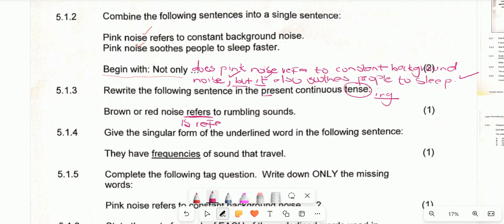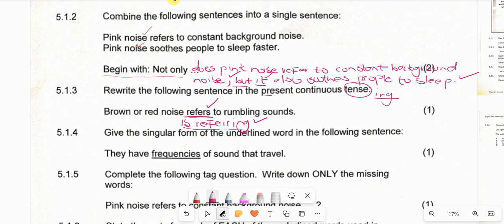referring," and then please, technicalities of question 5, make sure that your spelling is correct, because remember this question deals with language use. So: is referring to rumbling sounds. So we look at the changes of the verb, and indeed it changed from a simple present tense to a present continuous tense as guided by the question.